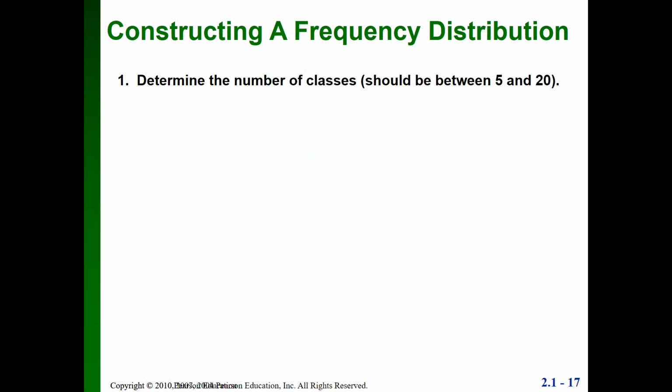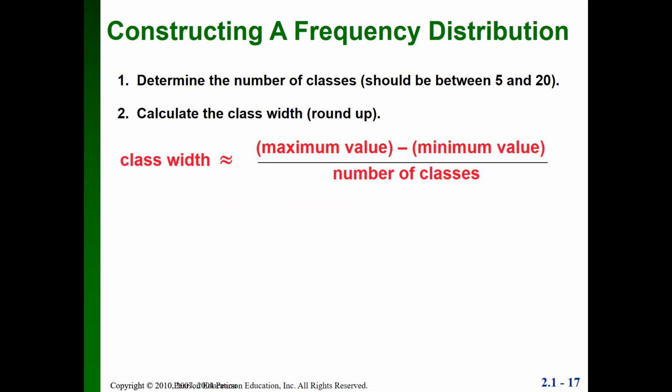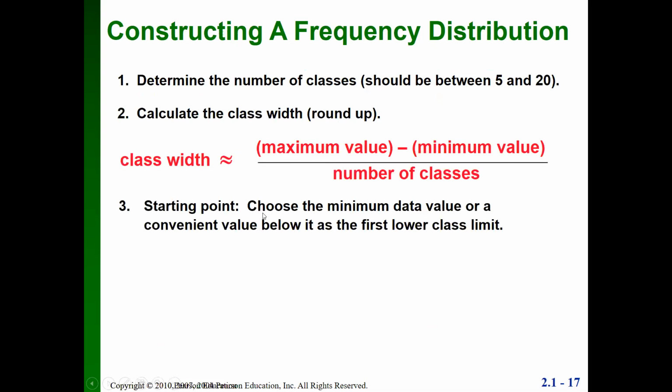So our first thing is to determine the number of classes. And as a general rule, it shouldn't be less than 5 or more than 20. So we calculate the class width, which is the maximum value of the entire data set minus the minimum, in other words, the range of the data set, divided by the number of classes, approximately. And we get a number. We want to round it up to a whole number. Then we choose a starting point, a minimum data value, or a convenient value below it, as the first lower class limit.